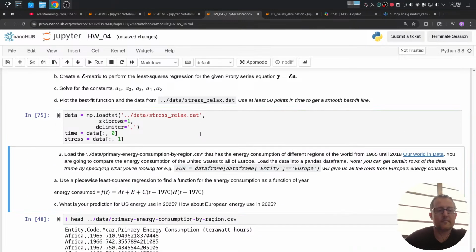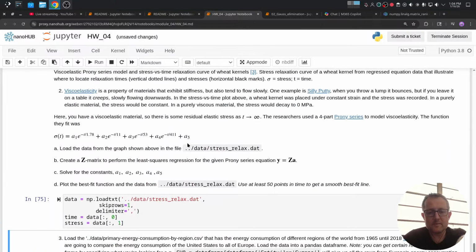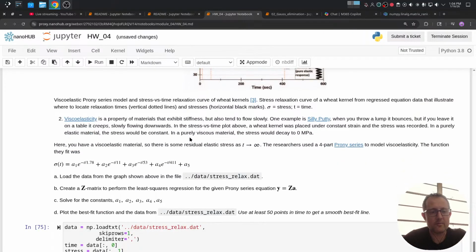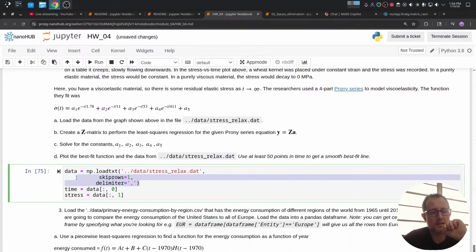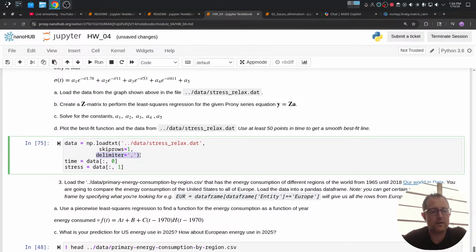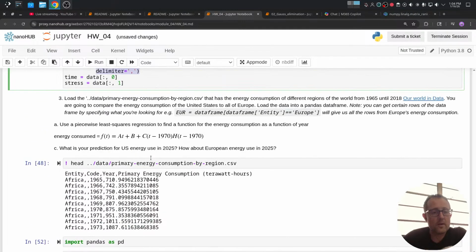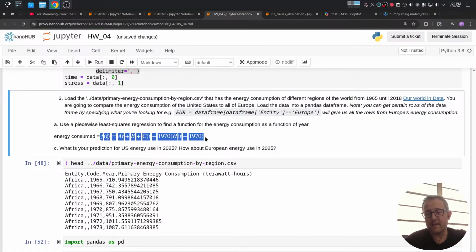This one people seem to get for the most part. If you were having trouble, I noticed it might have taken a couple of times to figure out this load text. You need to skip one of the rows, you need to define the delimiter, but it seemed like people figured that one out. The one thing that came up over and over in this last problem: I know I didn't specifically say plot the results, but if you are claiming that you have a fit for data, you need to show that fit with your data.